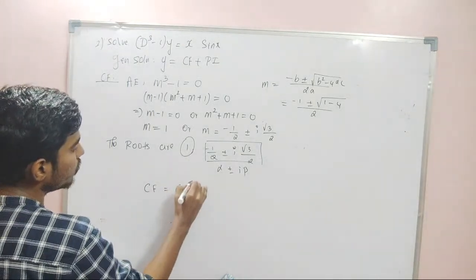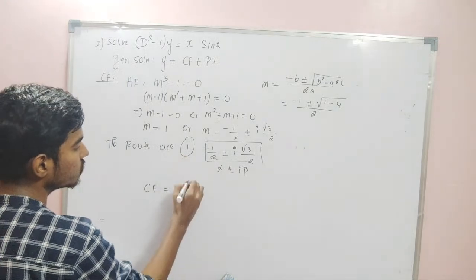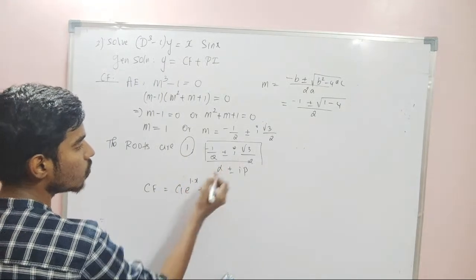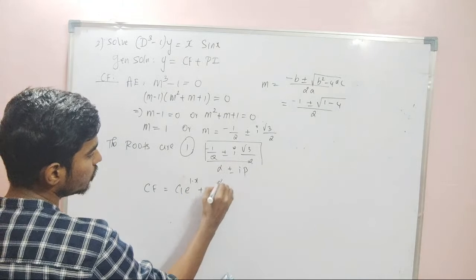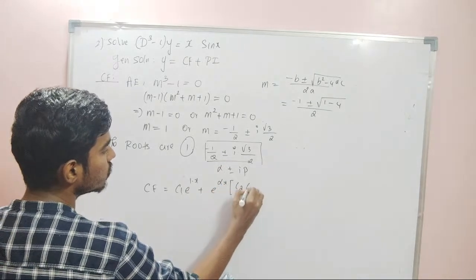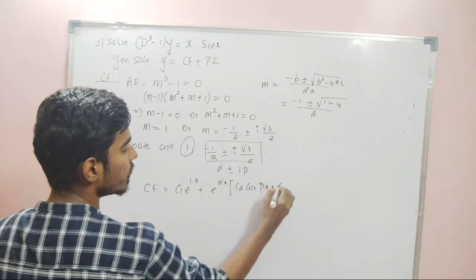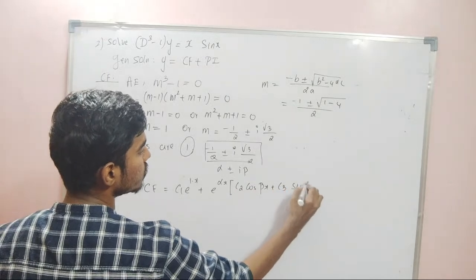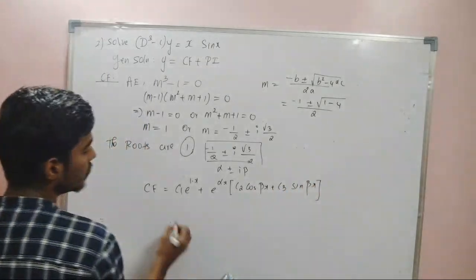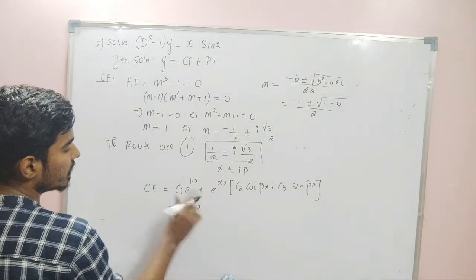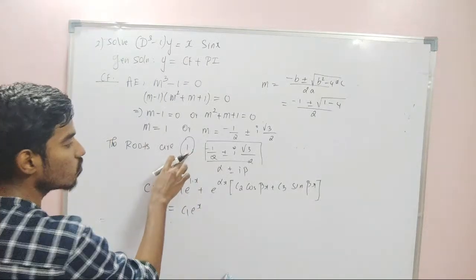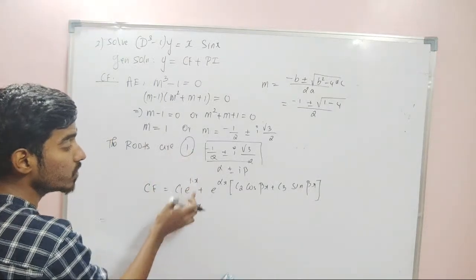So c1 e power m1 x, so it is 1 into x, and these two are imaginary, so it will be e power alpha x into c2 cos beta x plus c3 sin beta x, right? So this will be c1 e power x. Why am I writing 1 into x? Because it is 1. Suppose if I have 2, I will write 2 into x.